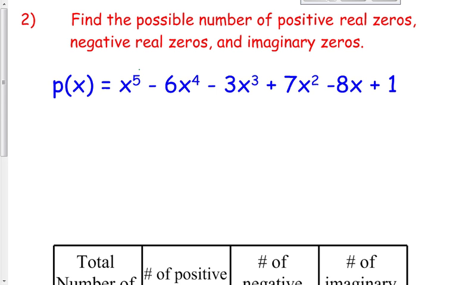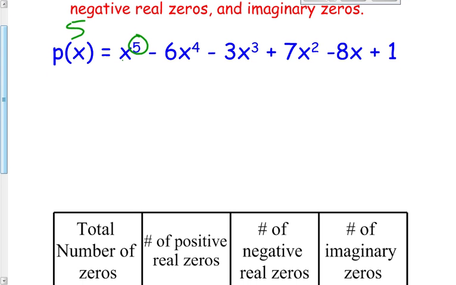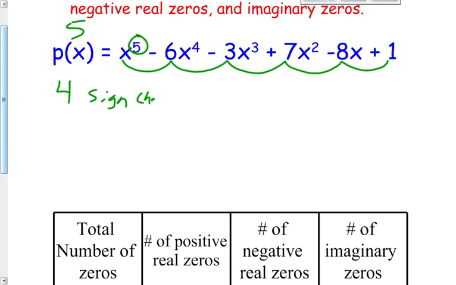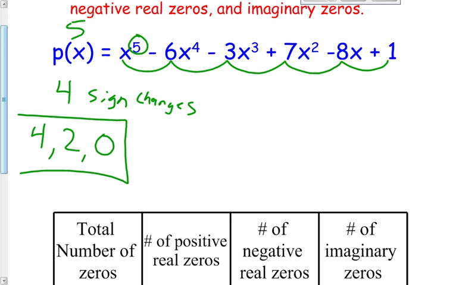So how many zeros does this one have? It has 5. Okay. How many positive zeros does it have? Well, 1 sign change, 2 sign changes, 3, 4. So this one has 4 sign changes, which means that there's going to be 4 positive real zeros, or 2 positive real zeros, or 0 positive real zeros. The reason for that is there's 4 sign changes, and then less than that by an even integer. So you subtract 2 every time.